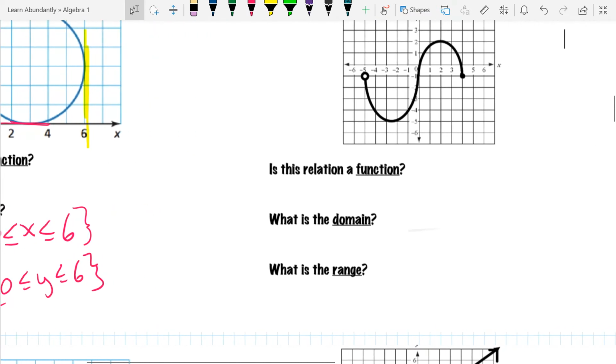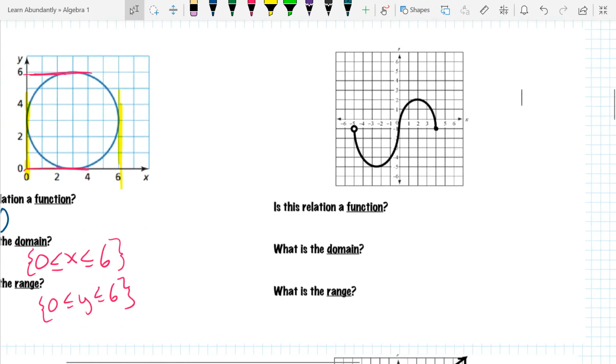The next one has a kind of topsy-turvy spin to it. So I want to first say, is it a function? I'm going to test it using the vertical line test. Do I ever hit that more than once? And the answer is no. In the middle, it's very close to being straight up and down, but I'm still only hitting it once. So it does pass the vertical line test. So is it a function? Yes.